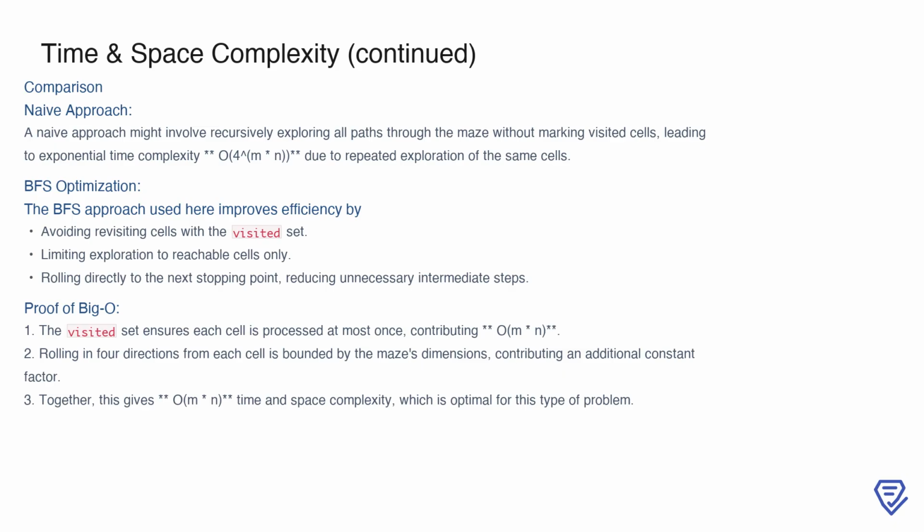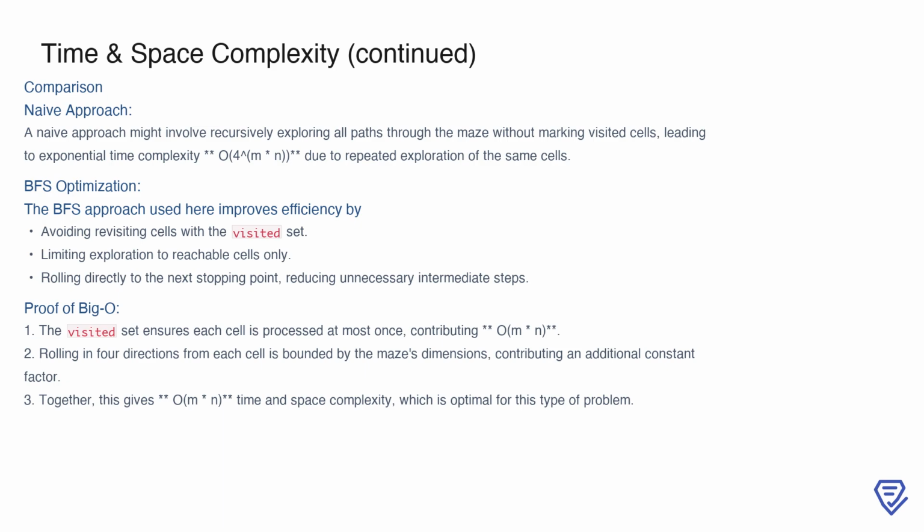To better understand the efficiency of the BFS approach, let's compare it to a naive method. A naive approach might explore all paths recursively without marking visited cells, leading to exponential time complexity of O(2^(m*n)), as the same cells are revisited repeatedly. In contrast, the BFS optimization used here is much more efficient.